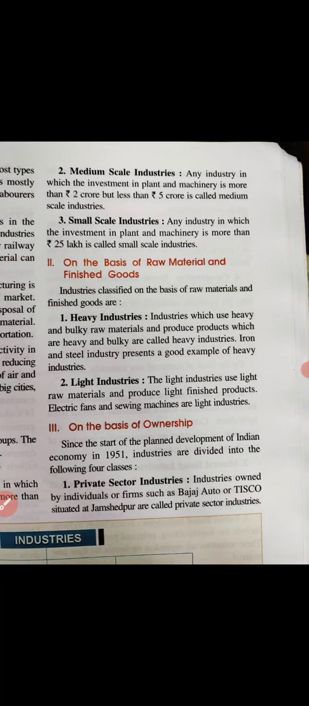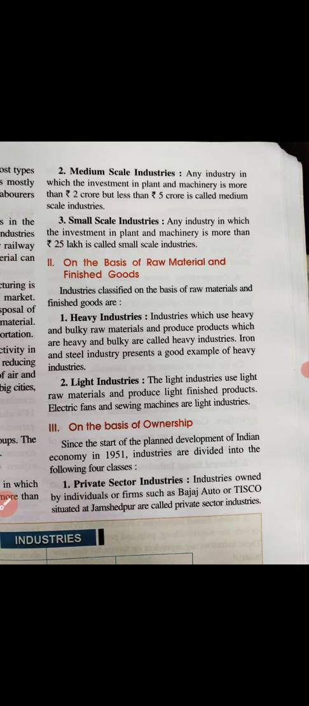Now on the basis of ownership, since the start of planned development in India, after 1951, industries are divided into the following 4 classes. Okay, after 1951, when the planning started in India, the 5-year plans, industries have been categorized into 4 parts. That is private sector industry.